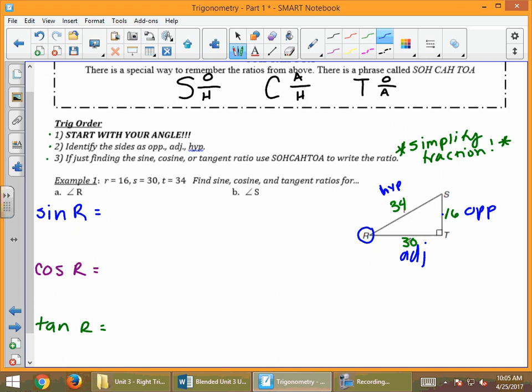Well, again, we know we're making the sine ratio for angle R. Go up to SOHCAHTOA: sine is the opposite side over the hypotenuse side. We labeled 16 as our opposite, so that's going to go on the top. And we labeled 34 as our hypotenuse, that's going to go on the bottom. Once you make your ratio, always simplify that fraction, and 16 over 34 simplifies down to 8 over 17.